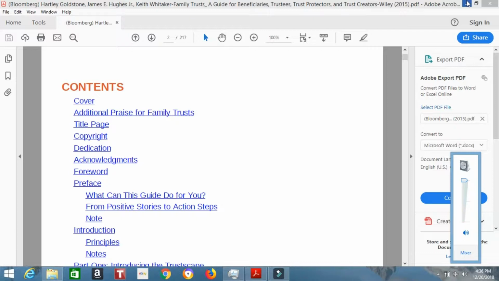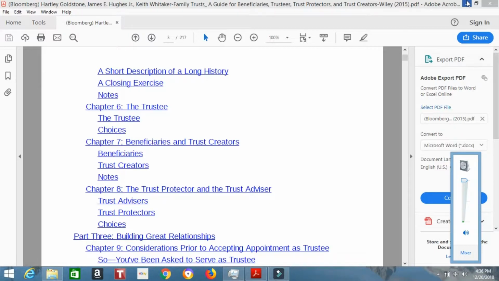Note. Part 2, The players. Chapter 5, The trust. A short description of a long history. A closing exercise. Notes. Chapter 6, The trustee. The trustee. Choices. Chapter 7, Beneficiaries and Trust Creators. Beneficiaries. Trust Creators. Notes. Chapter 8, The Trust Protector and the Trust Advisor. Trust Advisors. Trust Protectors. Choices.